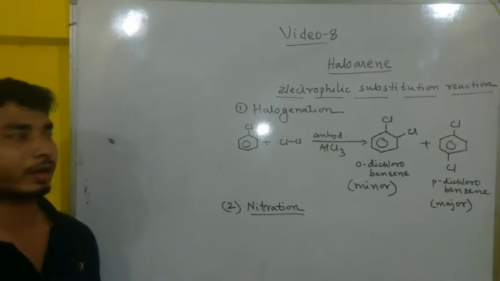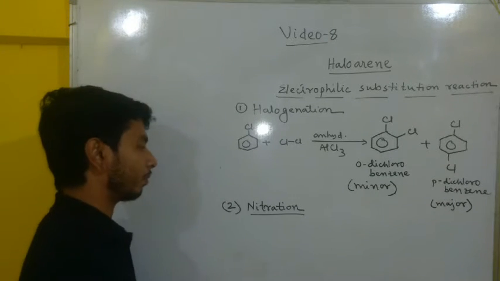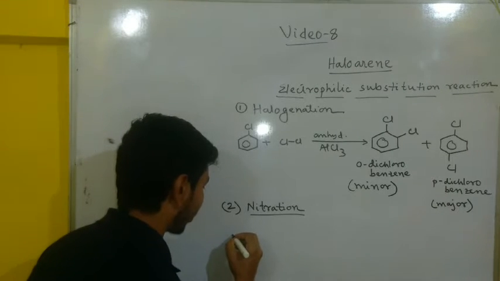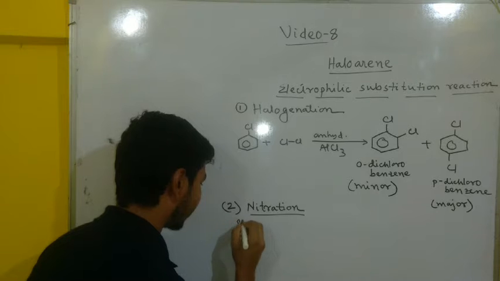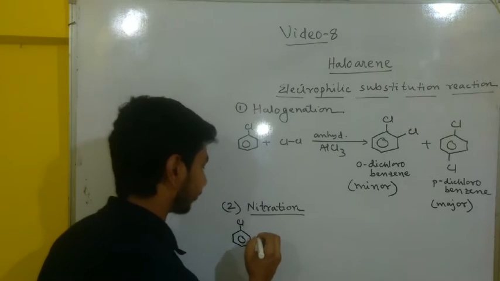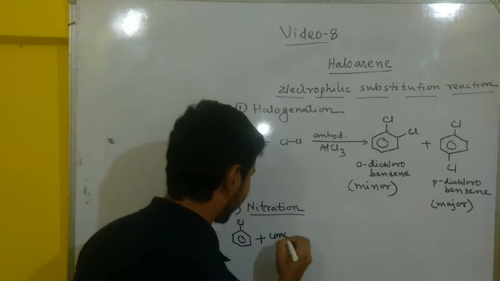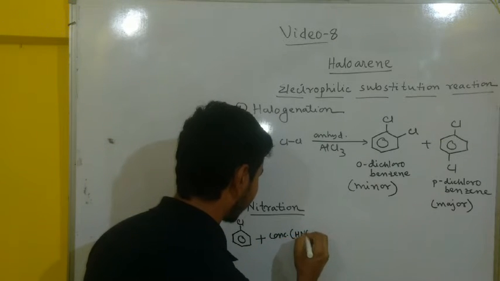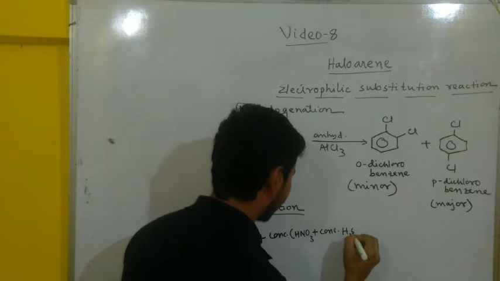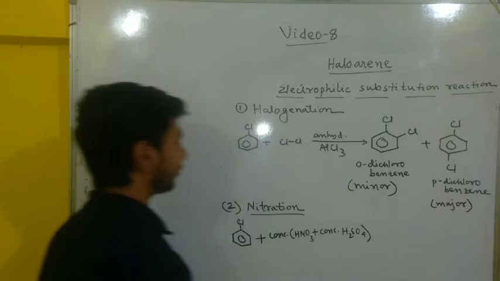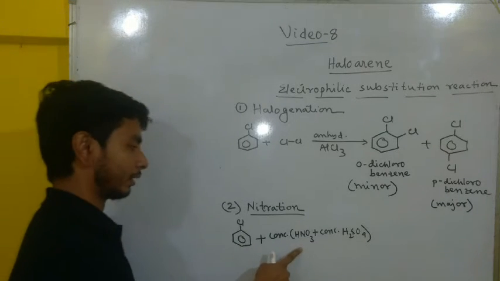Next reaction is the nitration reaction. Nitration means addition of nitro group. So chlorobenzene, in nitration reaction, the reagent is concentrated nitric acid plus concentrated sulfuric acid. This is the reagent of the nitration. This is called a nitration mixture.